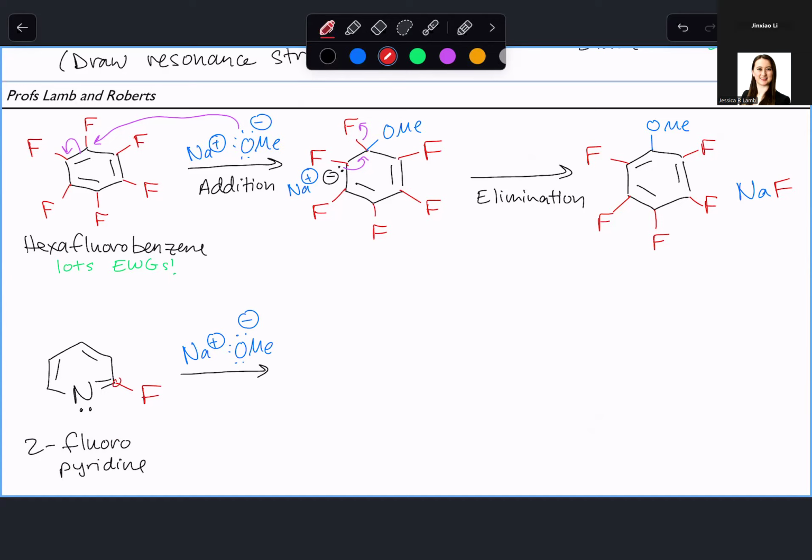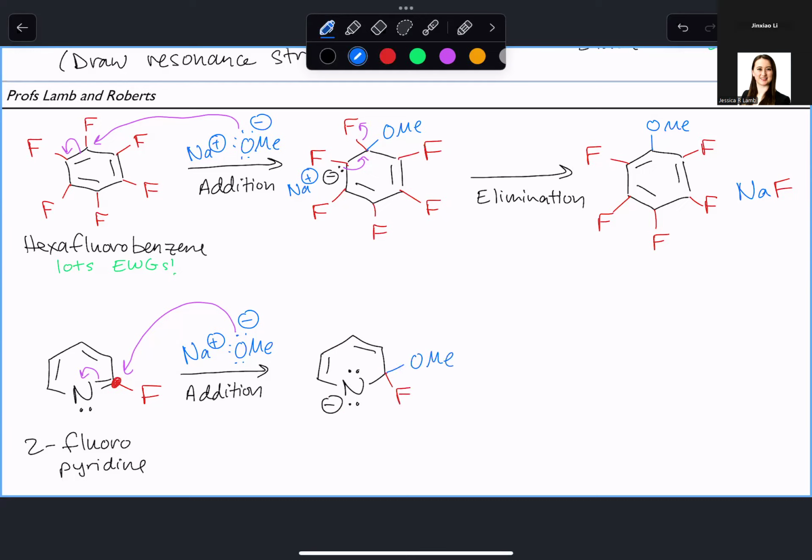our electrophile is still the carbon attached to the leaving group. Always, always. Nucleophile attacks electrophile, break the weakest bond. Still the pi bond. This is our addition step. Let's look at what the intermediate looks like. So we still have our leaving group, our fluorine, and our nucleophile, our methoxy, attached to the same carbon. Still got our counter ion. Now our negative charge is on nitrogen, right? So I push that electron density onto the nitrogen.